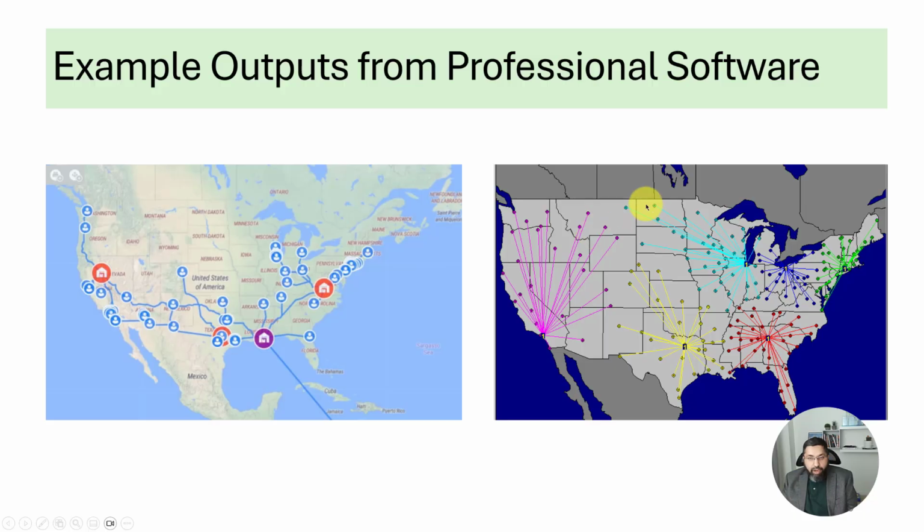So you can see this is the graphical output, and obviously the software will also give you output in tabular form, where it would list all of this information: the location of the DC, how much product flows for which customer from which DC, and so on.